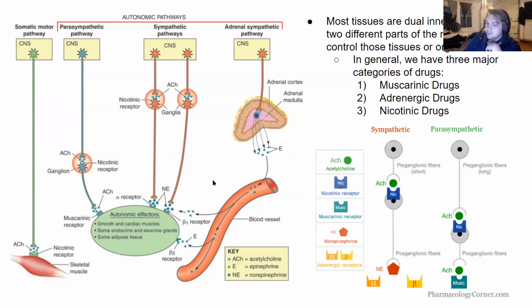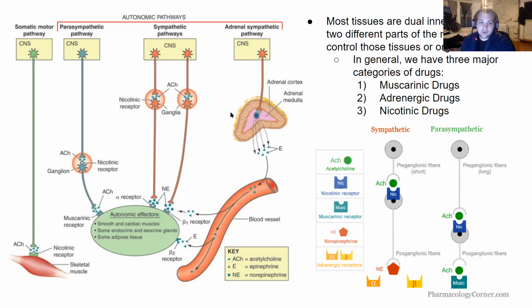They all have some sort of effect on our alpha and our beta receptors. And what's really important to note is that each one of these pathways has different effects. We remember that the parasympathetic pathway is more of rest and digest. The sympathetic pathway is more of our fight or flight response.